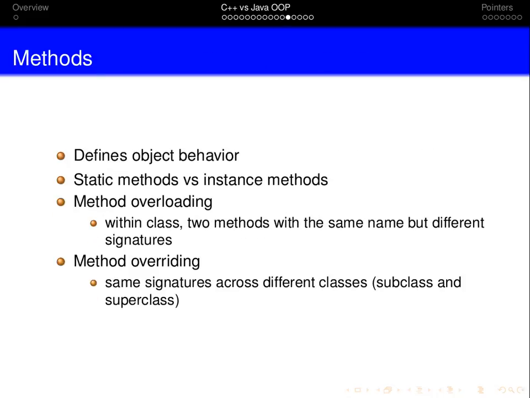All right. So methods define behavior, static methods versus instance methods. Static methods in C++ are going to behave the same way as they do in Java. Same thing about the static member variables. AKA, there can be only one. Method overloading, two methods of the same name with different signatures. Y'all are used to that. C++ supports it as well. Overriding, same signatures across different classes, subclass and superclass. Y'all are used to this with inheritance. We're not going to do this too much, but it works the same way in Java as it does in C++.